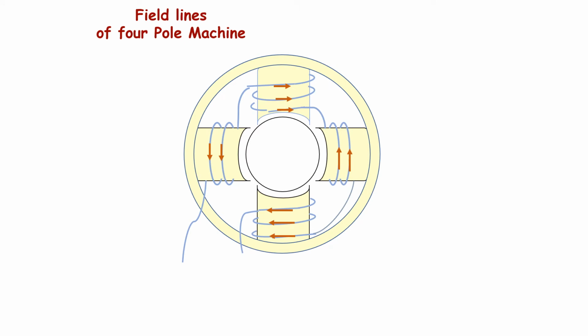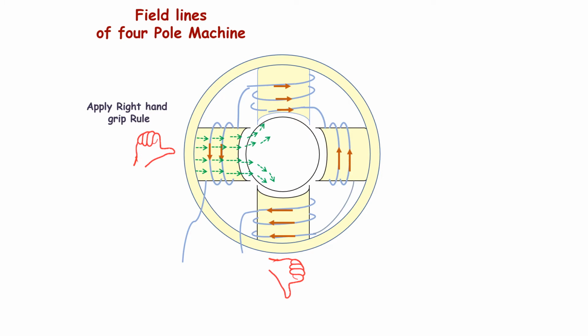We will see how field lines are produced in the case of a 4-pole machine. Apply the right hand grip rule to the first field coil. Show the 4 fingers of the right hand grip in the current's direction. The thumb gives you the field line's direction. It is towards right. Apply to the second field coil. The thumb is downwards, so the field lines will be downwards.